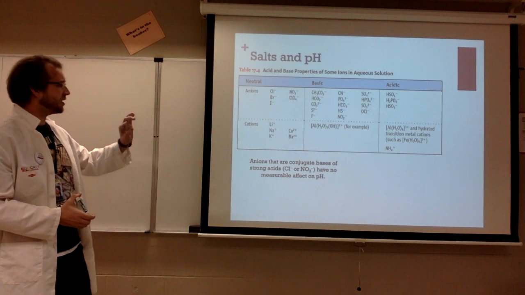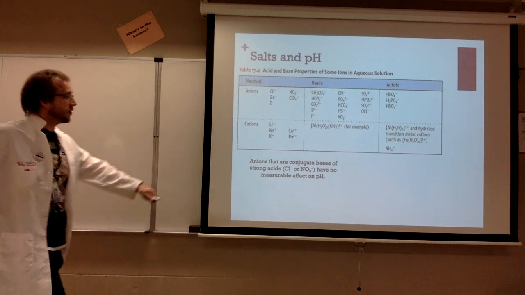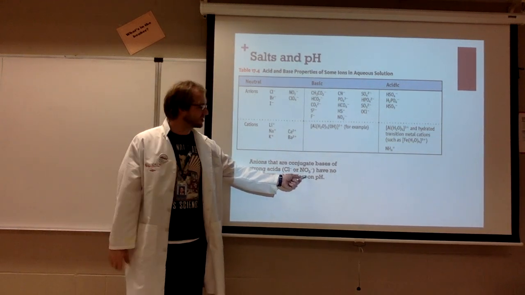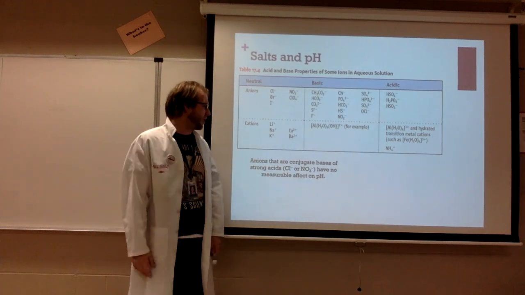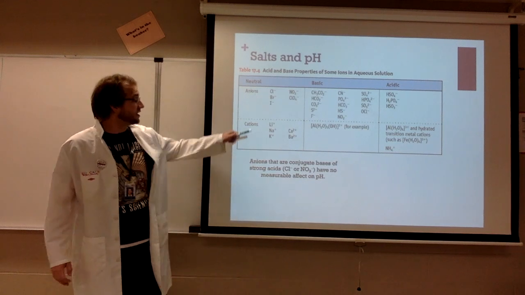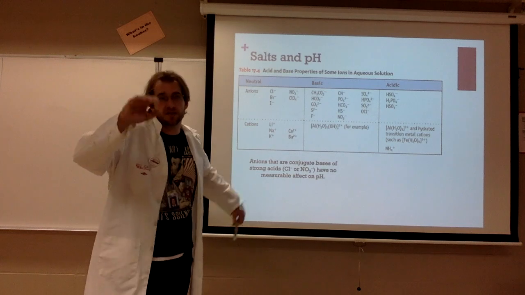Anions that are conjugate bases of strong acids, for example, chloride or nitrate. If you were to add an H, it becomes hydrochloric. That's strong. This becomes nitric. That's strong. They don't break apart, they stay the way they were. They are going to have no measurable effect on our pH. So if it's the conjugate base of a strong acid, it's weak. It doesn't react.